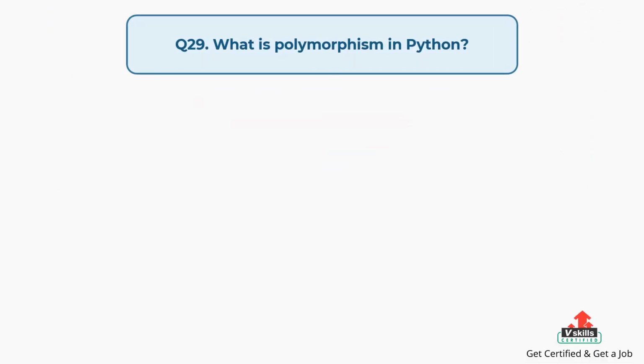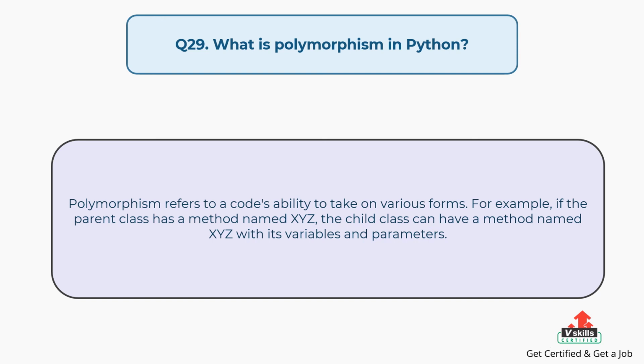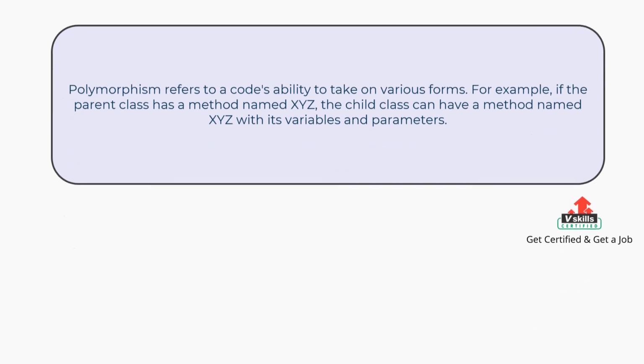Question number 29. What is polymorphism in Python? The answer is: polymorphism refers to a code's ability to take on various forms. For example, if the parent class has a method named 'is', the child class can have a method named 'is' with its own variables and parameters.